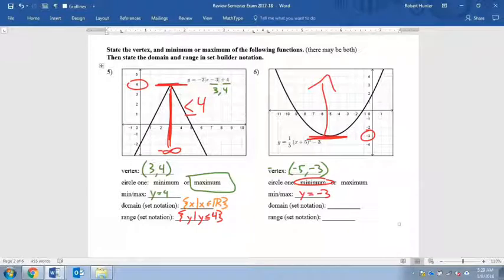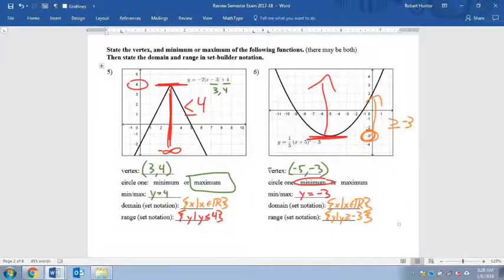Your domain is still all real numbers. Your range, however, remember it starts here at -3 and it goes up, so everything is greater than or equal to -3, because it's bigger than -3. So {y | y ≥ -3}. Alright? Fair number of domain and range questions on this test, so you got to be able to kind of play with those a little bit.